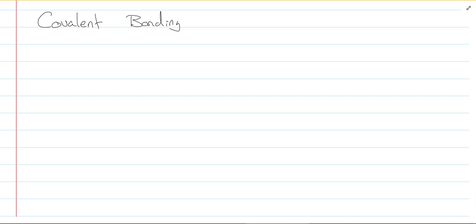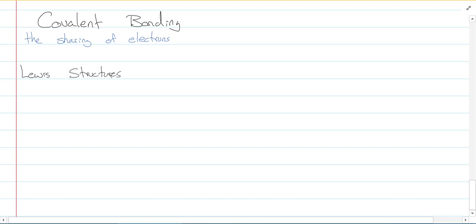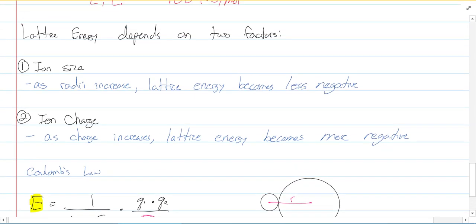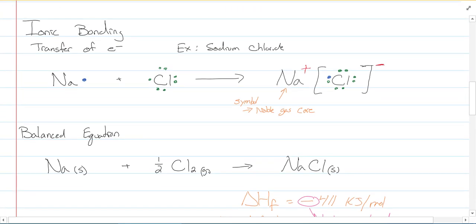Covalent bonding. Again, covalent bonding would be the sharing of electrons. So we're going to talk about Lewis structures. We've already done one of an ionic compound with sodium chloride. The first thing we did was the Lewis symbol for NaCl, and that happens to be right here. So this is the Lewis symbol for NaCl. That's what this is right here.